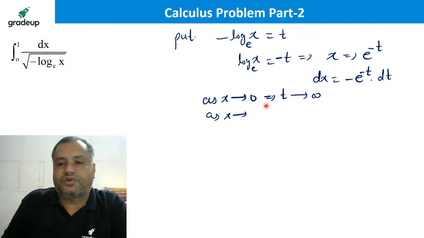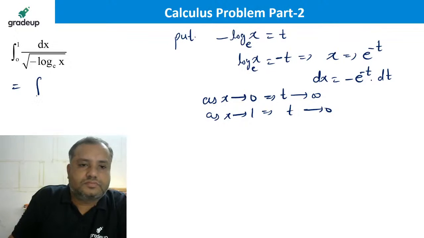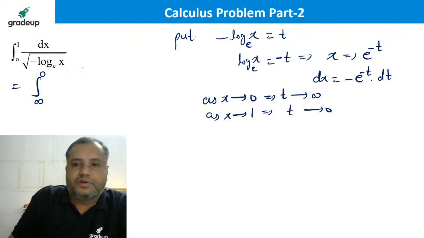So x tending to 0, t will become infinity. When x is 1, log 1 will become 0, t will become 0. So the limits are, lower limit will become infinity, upper limit will become 0. What about dx? dx is minus e raised to minus t dt.